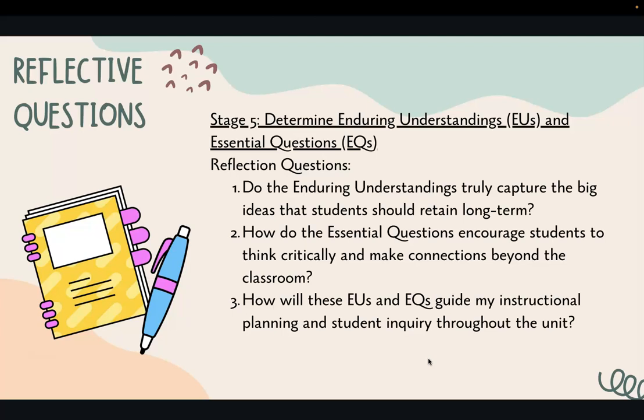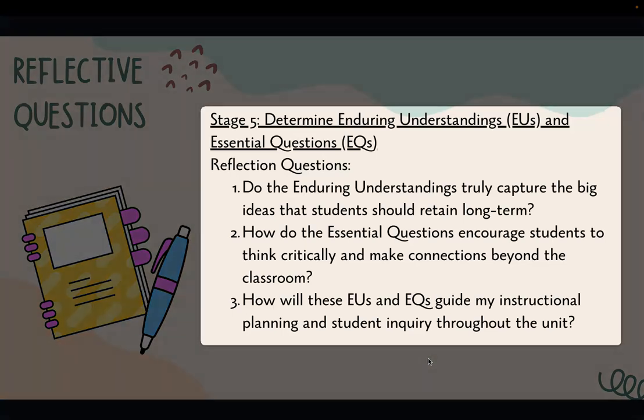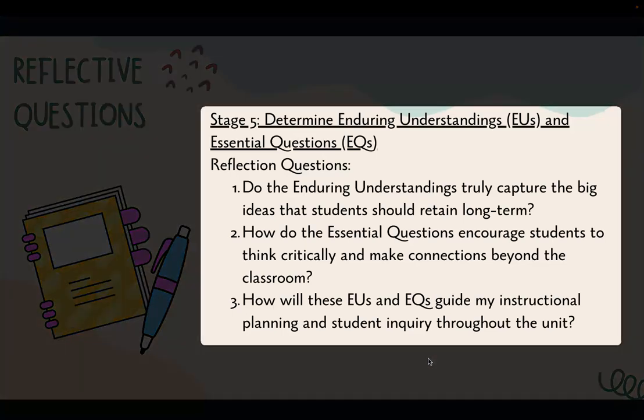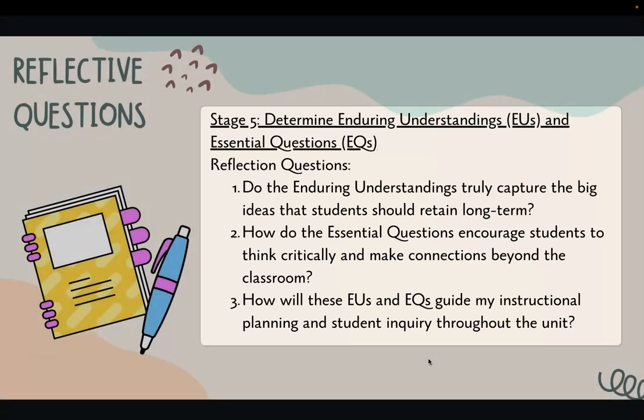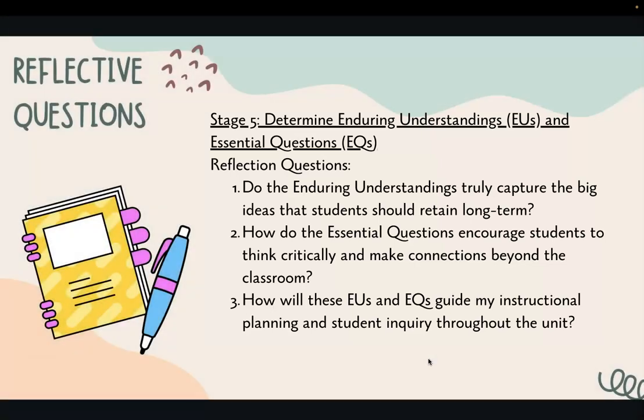Okay. And here are some for EUs and EQs. Do the enduring understandings truly capture the big ideas that students should retain long term, right? Are your essential questions driving inquiry and encouraging students to think critically? All right.